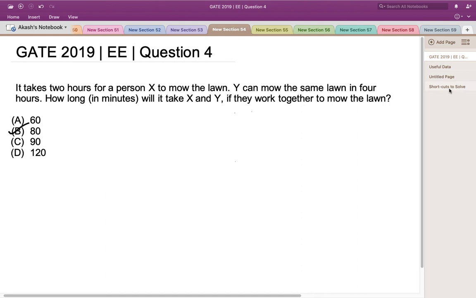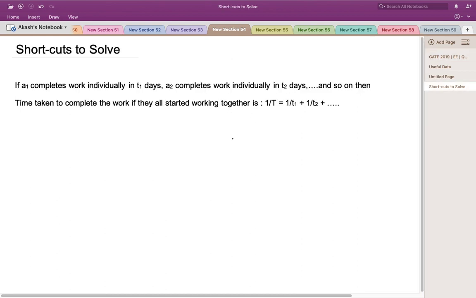Also, in such types of problems, we don't actually need to solve the given equations. If we have individual entities who take T1 days or T2 days and so on, then the time taken if they all started working together would be given by 1 upon T equals 1 upon T1 plus 1 upon T2 and so on, and then we can find the value of T.